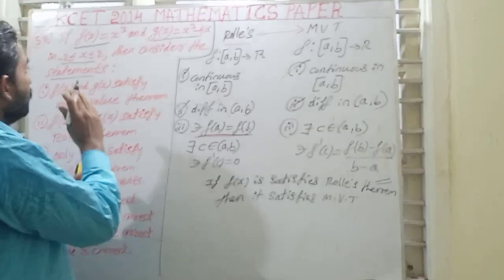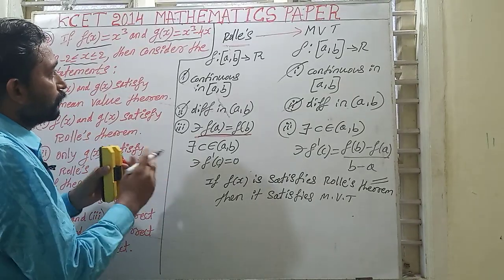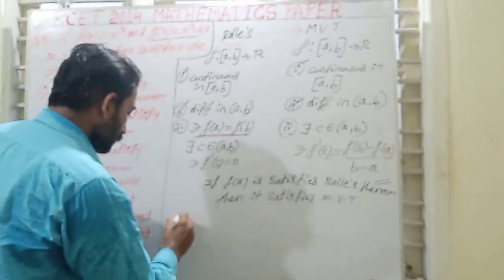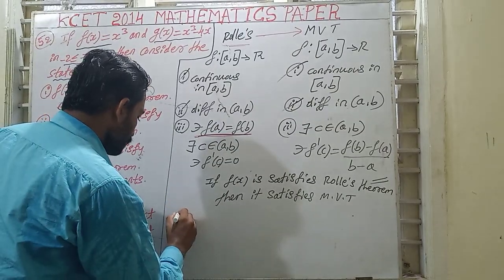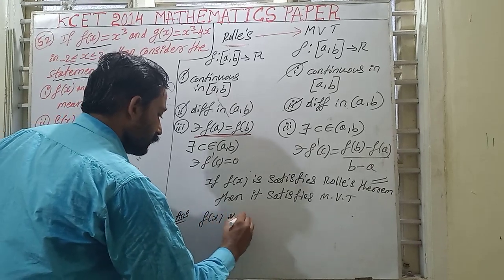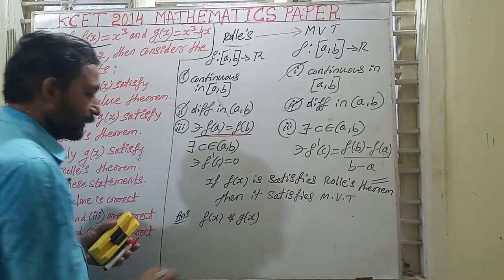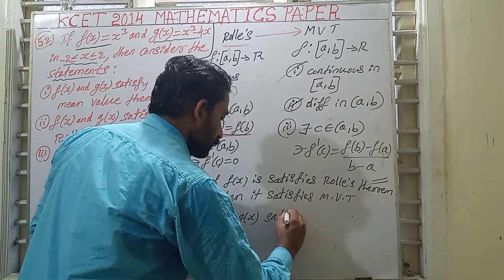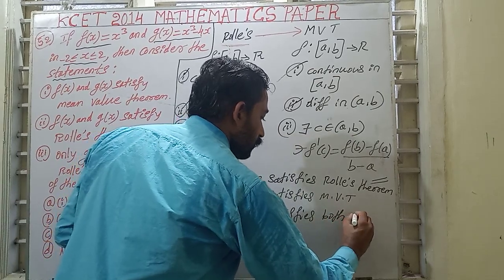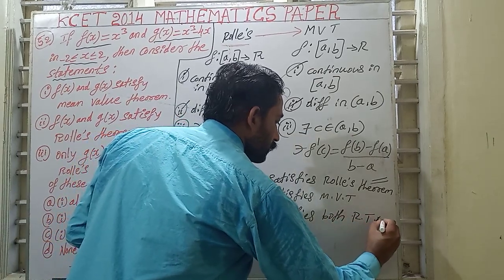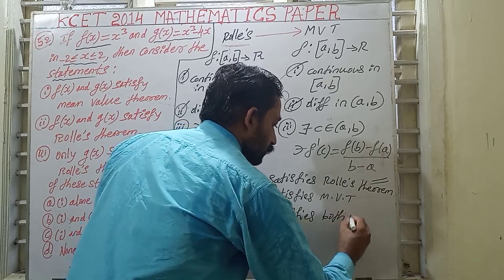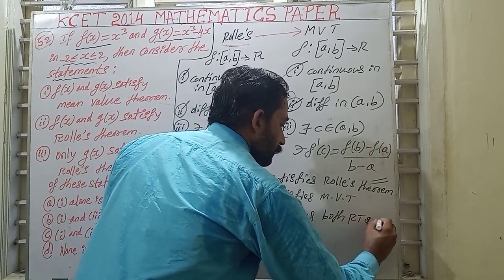So f of x and g of x are both applicable for mean value theorem and Rolle's theorem. So let us write it down. So the conclusion: f of x and g of x satisfy both Rolle's theorem and mean value theorem.